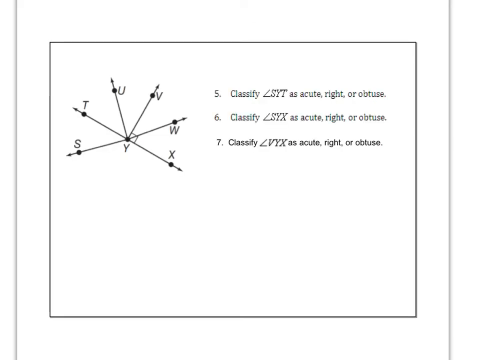Please take a minute and try numbers 5, 6, and 7. Circle if you think it's acute, right, or obtuse. When you're done, go ahead and check your answers.